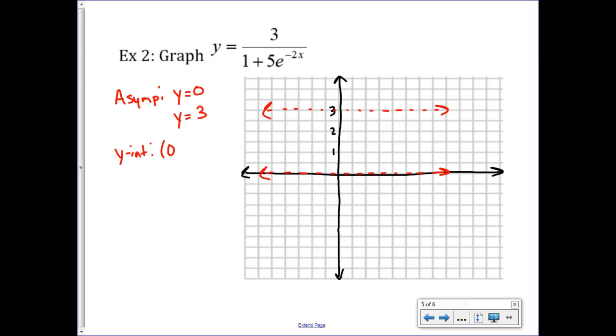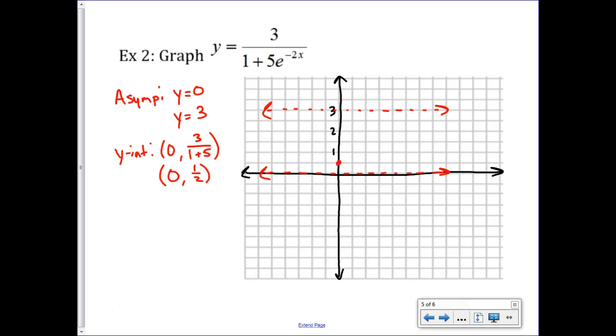So then my y-intercept says that it's 0, and then c over 1 plus a. So 3 over 1 plus 5. Well, 3 over 1 plus 5 is 3 over 6. So it's 0, 1/2. So I'm at 0, 1/2.